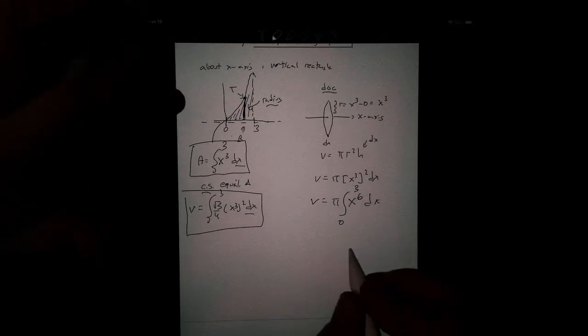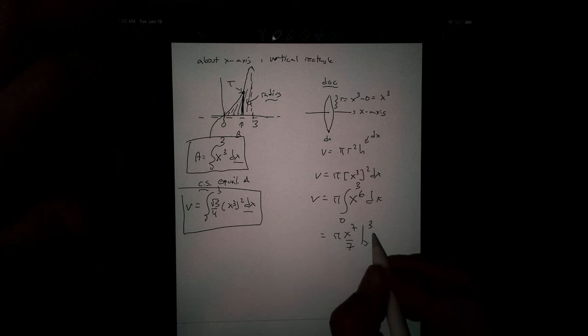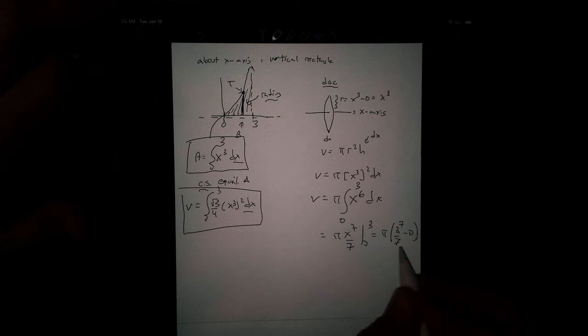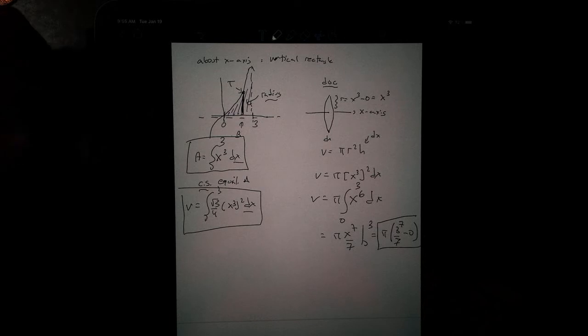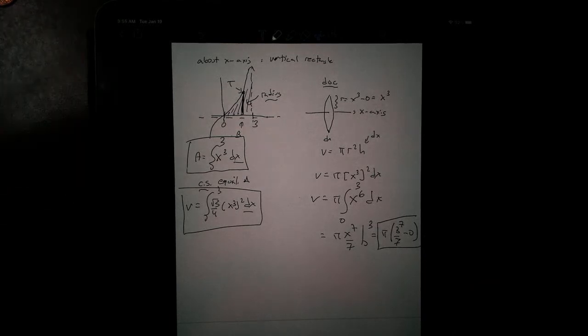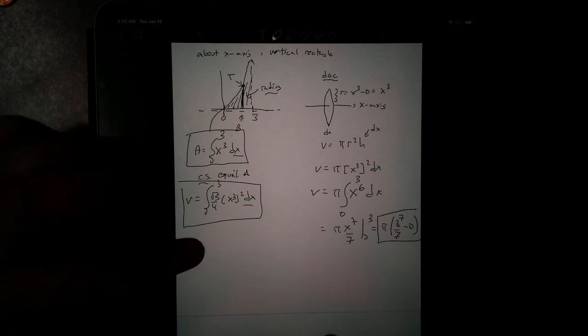And of course, if we were to solve this by hand, we would get pi times x to the 7th over 7 from 0 to 3, which is just pi times 3 to the 7th over 7 minus 0. I would just leave that there. The AP would not expect you to know what 3 to the 7th is, so typically you can leave it like that. But simple ones like 3 squared, we would expect you to simplify those. So there we go. There is another example.